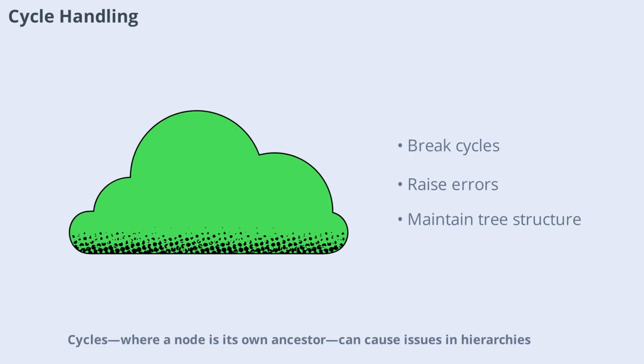Cycles, where a node is its own ancestor, can cause issues in hierarchies. The cycle option lets you choose to break cycles or raise errors if they're detected. By default, cycles are broken and the affected nodes are flagged. This ensures your hierarchy remains a strict tree, preventing infinite loops and maintaining data integrity.